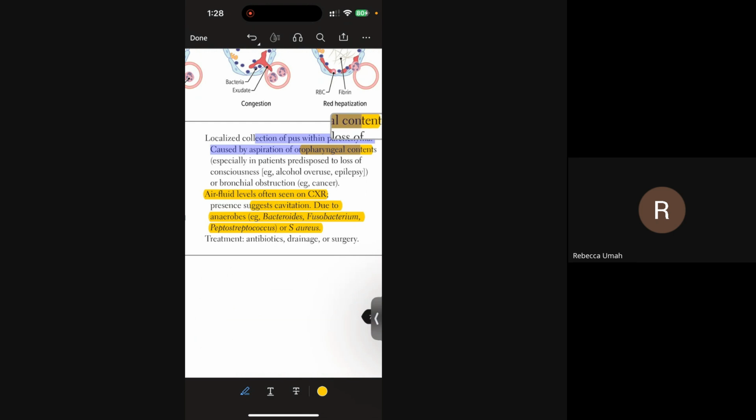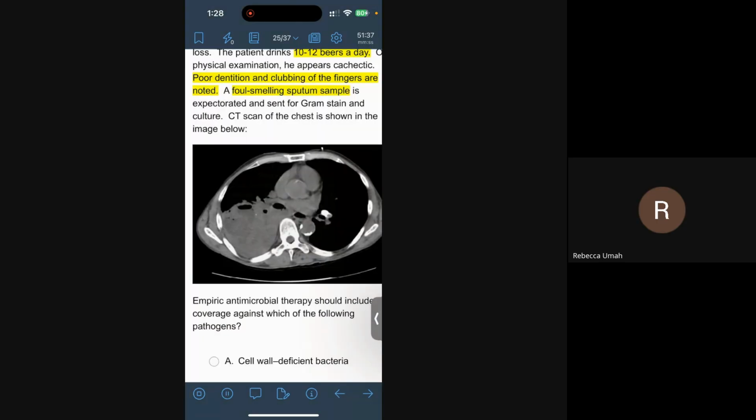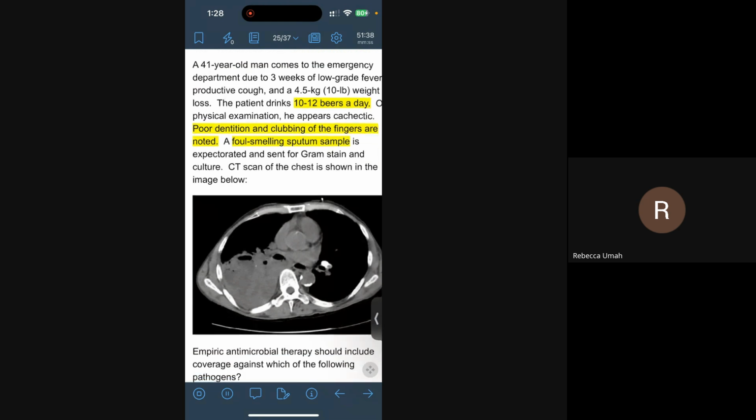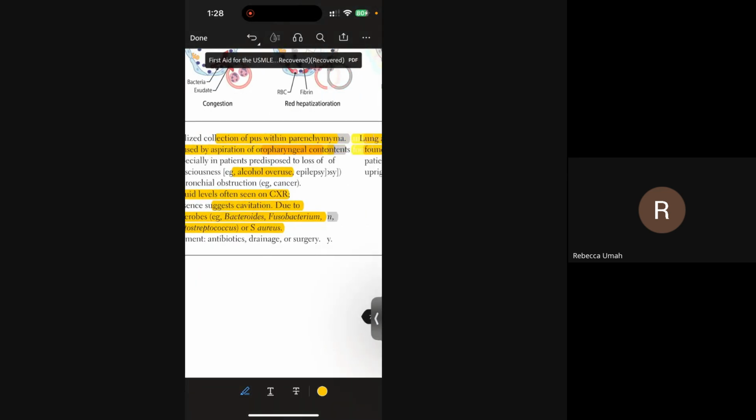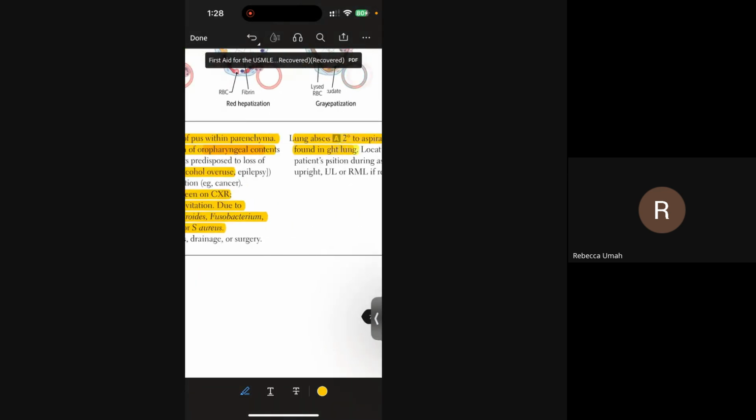What is the cause of lung abscess in our patient? Aspiration. He was drinking 10 to 12 beers a day. That's why he has poor dentition and clubbing. Okay.